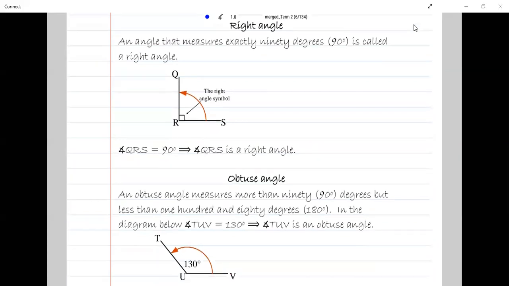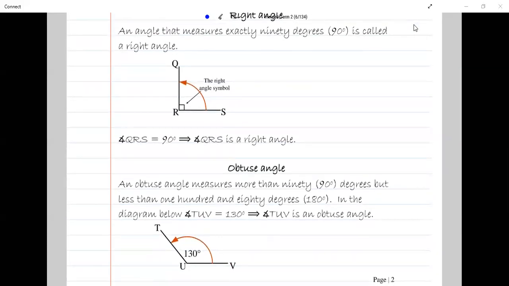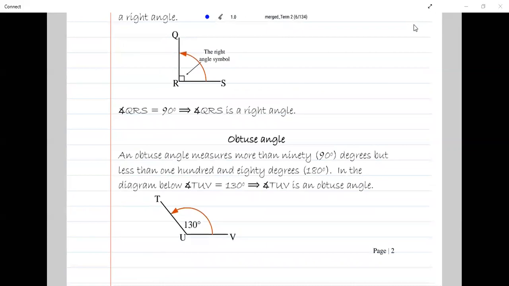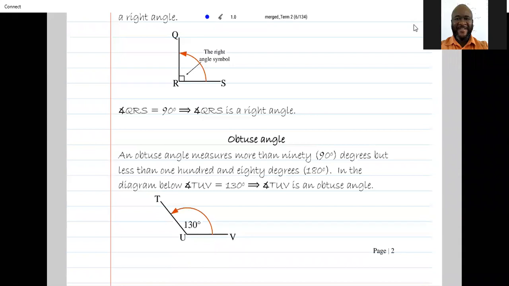Then you have the obtuse angle. Now, the obtuse angle measures more than 90 degrees but less than 180 degrees. In the diagram below, TUV, which is 130 degrees, is less than 180 but more than 90. Therefore, TUV is an obtuse angle. The straight angle. Now, the straight angle measures exactly 180 degrees. RTS, which is equal to 180 degrees, is a straight angle.